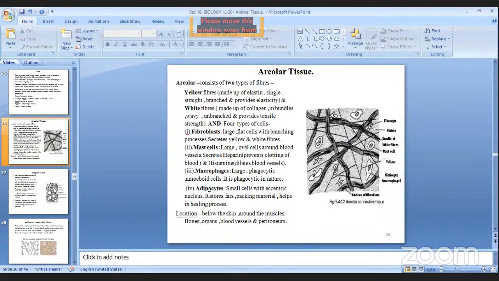The last type is the adipocyte. These are few present over here. In the next tissue, we will be studying about them in more detail. Adipo indicates the cell, adipose indicates the fat. So these are the fat cells. They are small. Okay, they are eccentric. Eccentric means the nucleus is pushed towards the periphery. It is not in the center. Okay, and it stores fat. It is packing material. It helps in the healing process also. So adipocytes we will be studying in the next slide. Then location of this areolar tissue is below the skin, around the muscles, bones, organs, blood vessels, and the peritoneum.